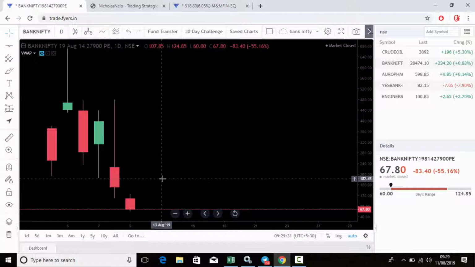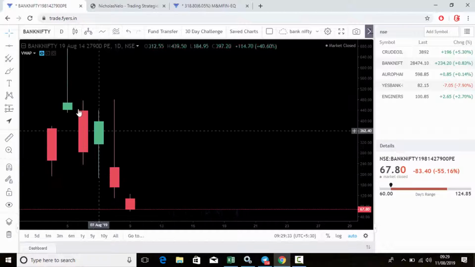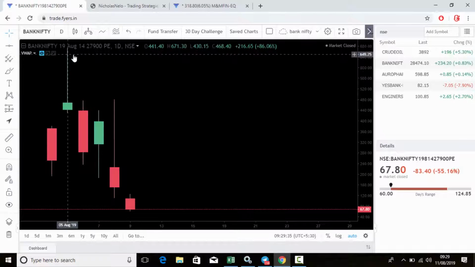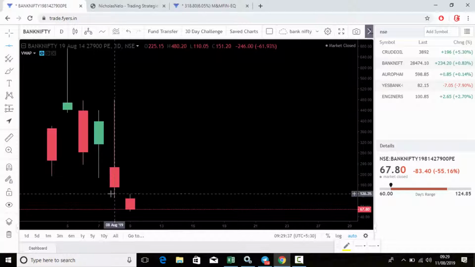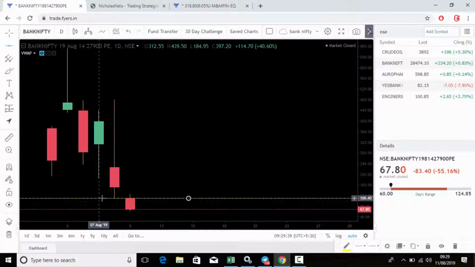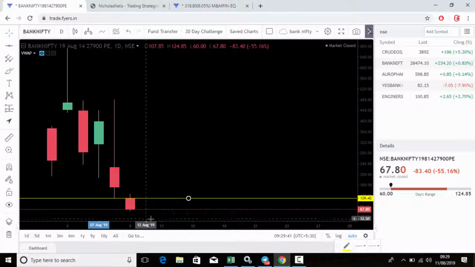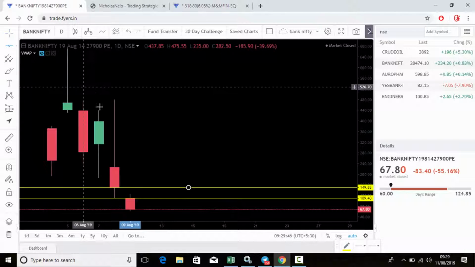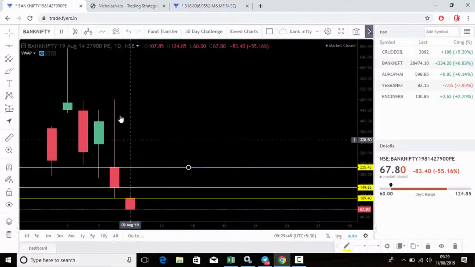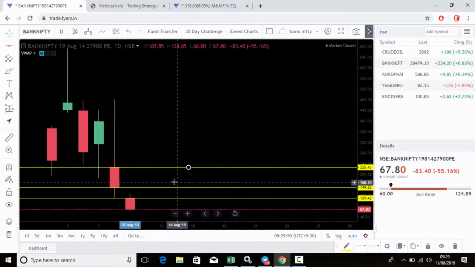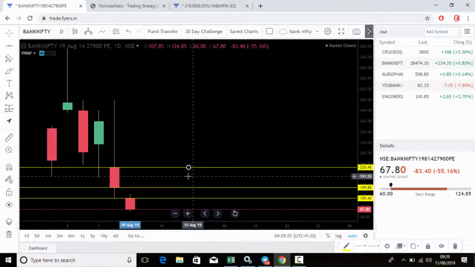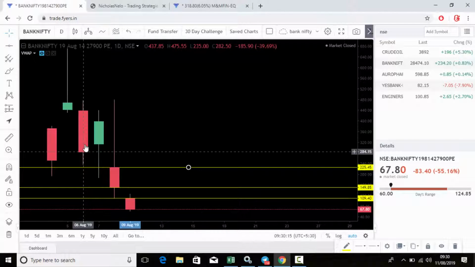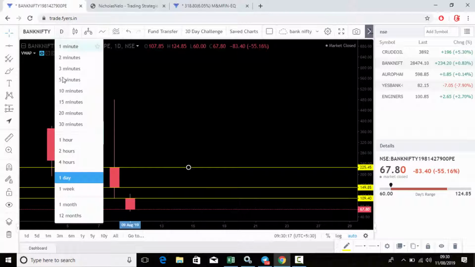So if you are an option seller, you do one thing. On this particular 27,900 put, you just mark the main points like previous day low, close, open. The high is too far from here, that's why I'm not marking it. These are the main levels. Now change the time frame to 5 minutes.